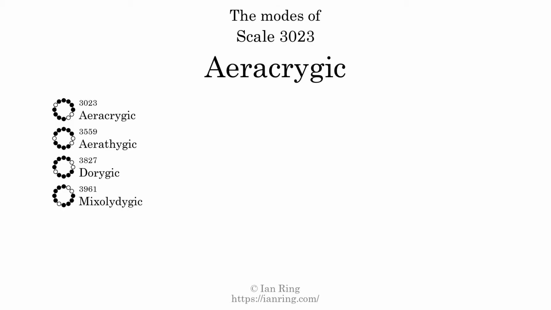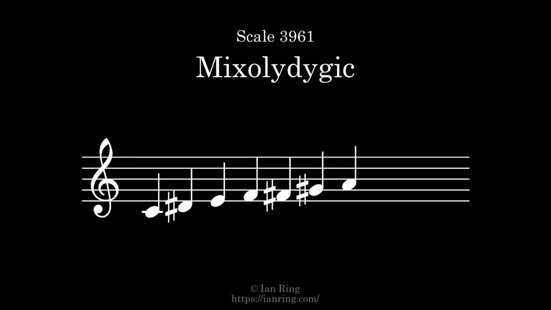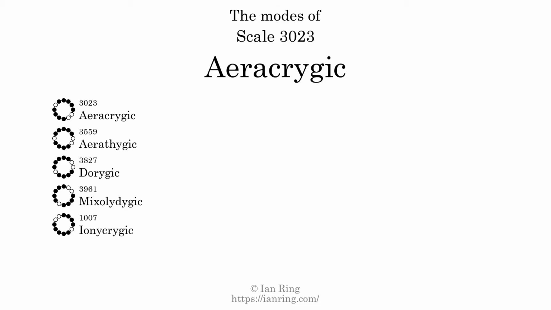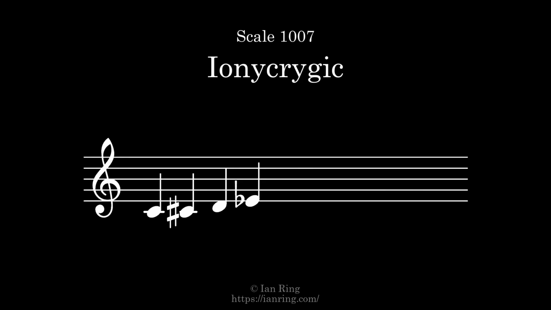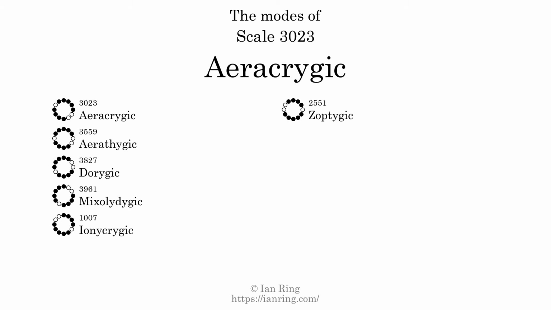The fourth mode is scale 3961, also known as Mixolydigic. It sounds like this. The fifth mode is scale 1007, also known as Aeracrygic. It sounds like this. The sixth mode is scale 2551, also known as Zoptogic. It sounds like this.